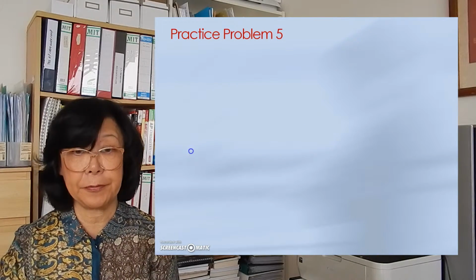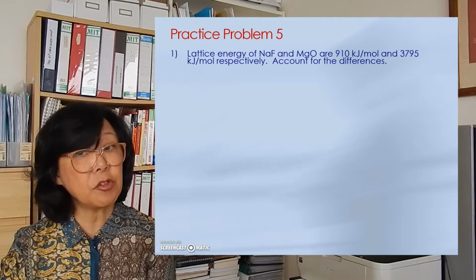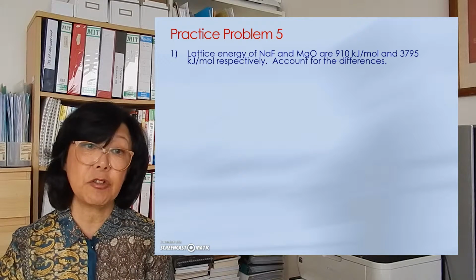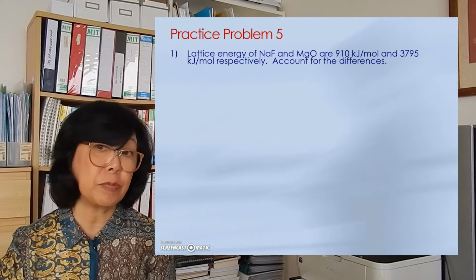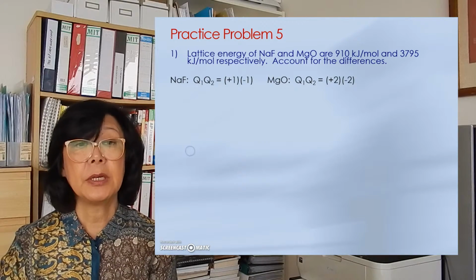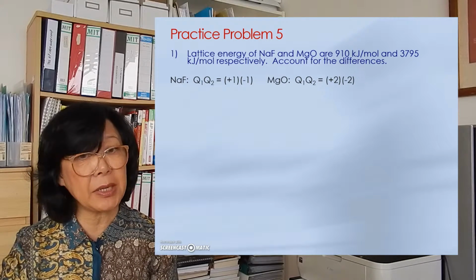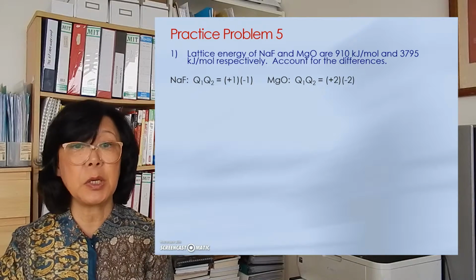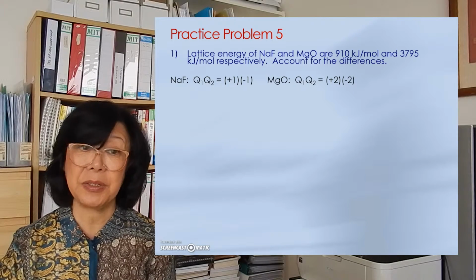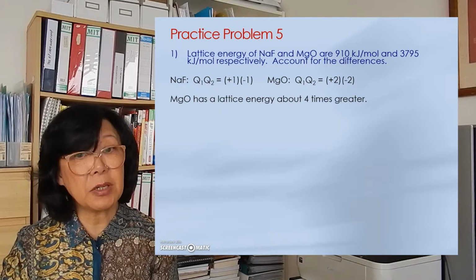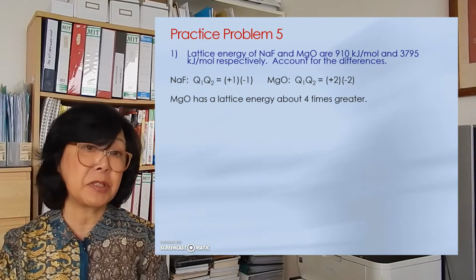Practice problem number 5. The lattice energies of sodium fluoride and magnesium oxide are 910 and 3795 kilojoules per mole respectively. Account for the differences. Why such a big difference between the two? If we look at sodium fluoride, Q1 and Q2 are positive and negative 1, whereas with magnesium oxide, Q1 and Q2 are positive 2 and negative 2, which are the charges of the ions. So magnesium oxide would have a lattice energy about 4 times greater than that of sodium fluoride.